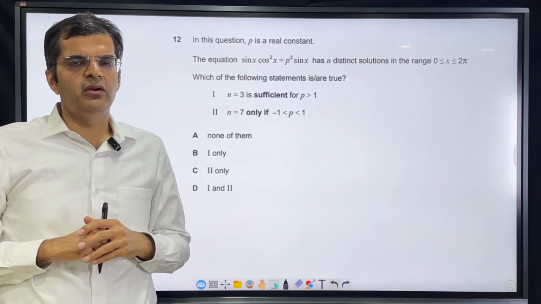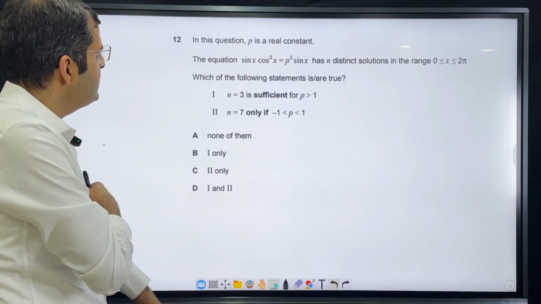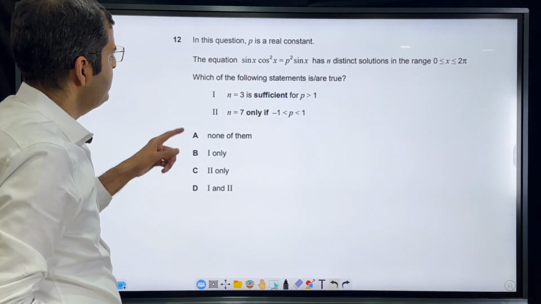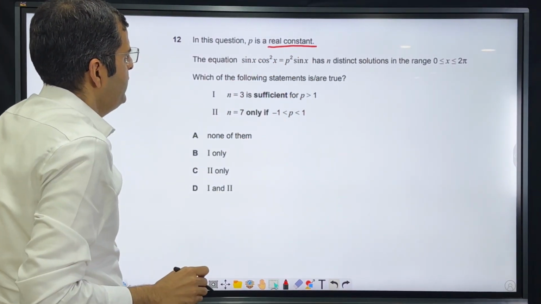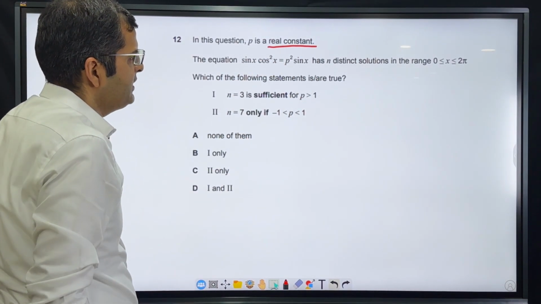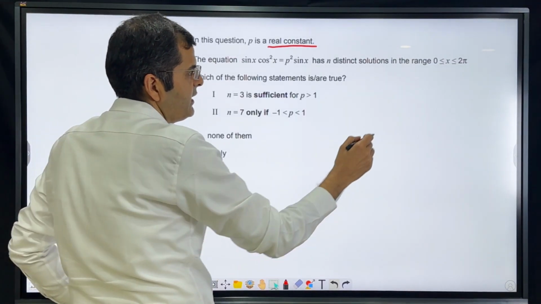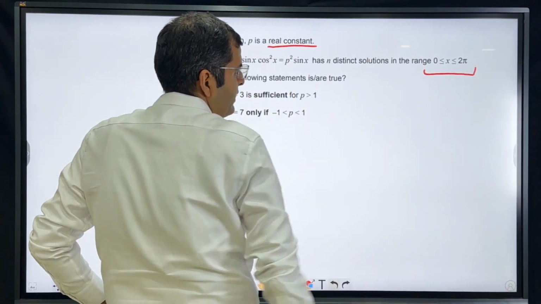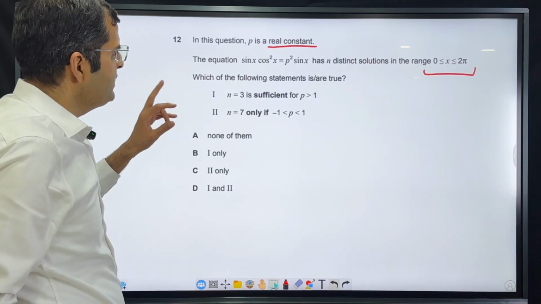This is the 12th question of TMUA 2023 exam paper 2. It says, in this question, p is a real constant. So p is a constant here. The equation sin x cos squared x is equal to p squared sin x has n distinct solutions in the range 0 to 2 pi, where 0 and 2 pi are included. Which of the following statements is or are true?